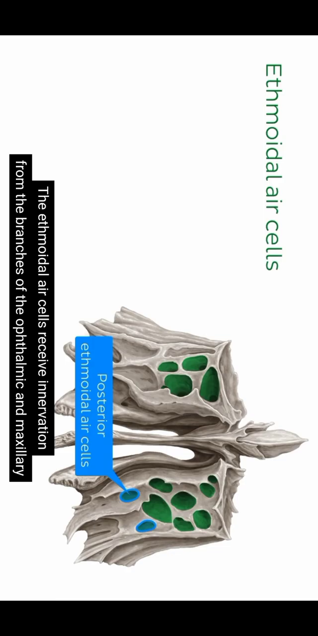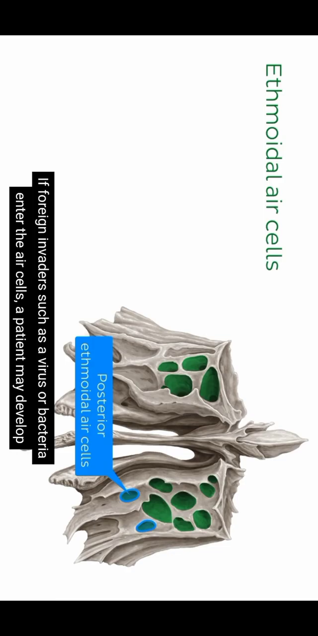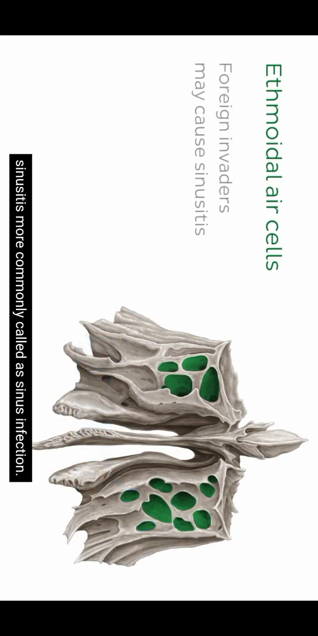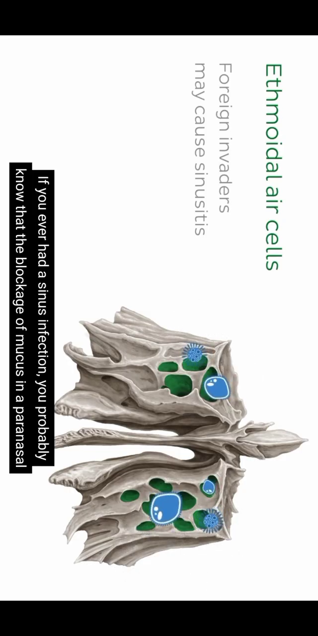The ethmoidal air cells receive innervation from the branches of the ophthalmic and maxillary nerves. If foreign invaders such as a virus or bacteria enter the air cells, a patient may develop sinusitis, more commonly called a sinus infection. If you ever had a sinus infection, you probably know that the blockage of mucus in a paranasal sinus causes a really, really bad headache.